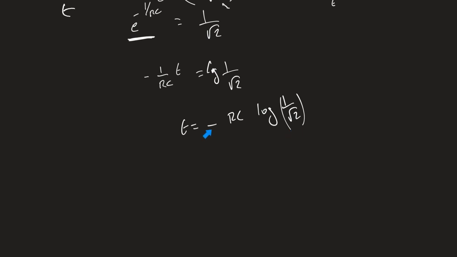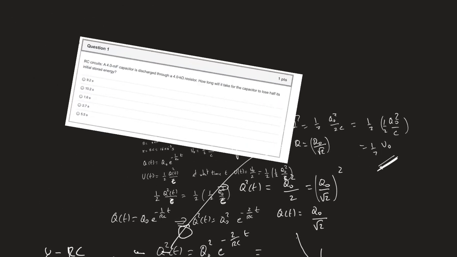The time t is not negative because 1 divided by 1.4, and 1.4 is the square root of 2, is a number that is less than 1, and the log of a number that is less than 1 is a negative number. So this negative with this negative will give you a positive time t. So if you calculate this, you will know the correct answer. Find the correct answer here. Which one will it be?